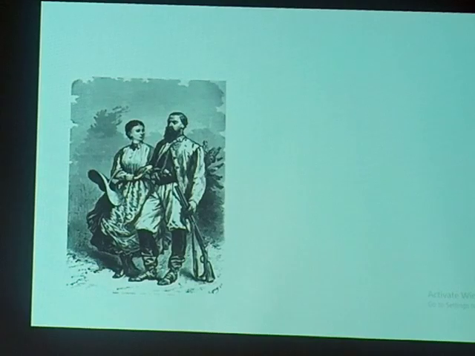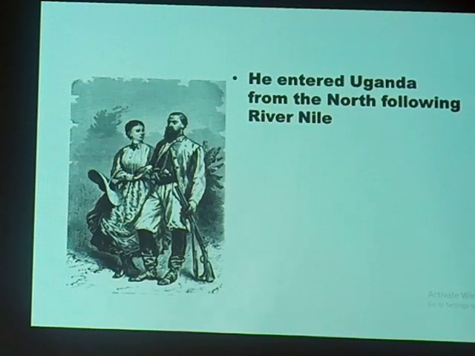Look at those people there. They are 2 people. One is a lady, the other is a gentleman. In our P5 class and P6, we must have talked about that person. Can you guess who that person was? Perhaps not. Let me add some other things to guide you. He entered Uganda from the north, following River Nile. Can you now guess? Do you think your first guess was right? Perhaps you cannot. Let me add.